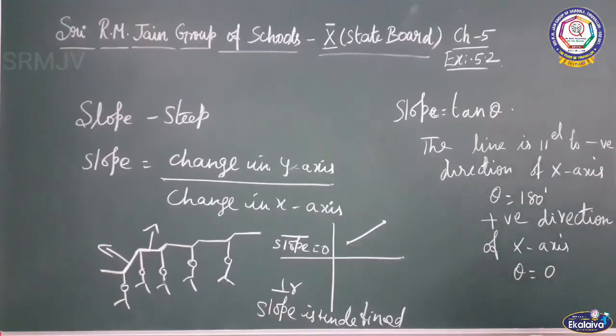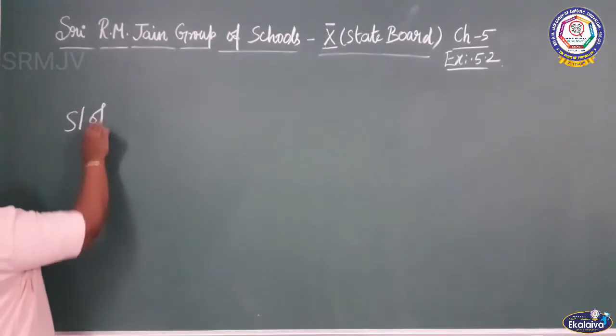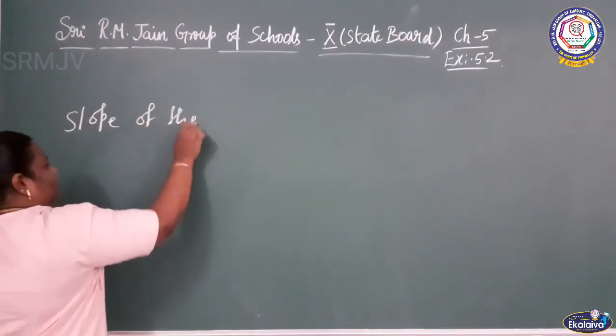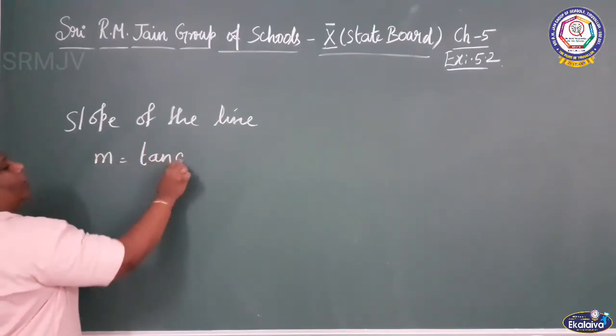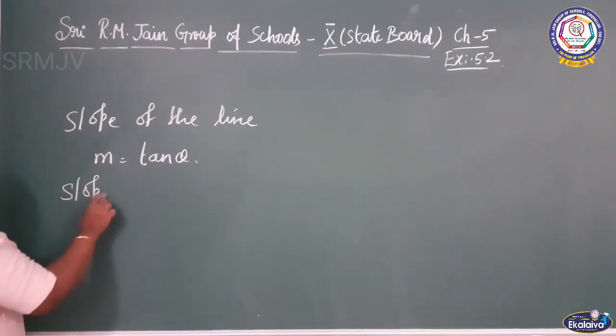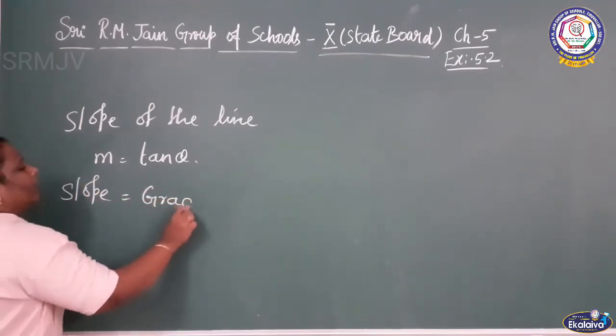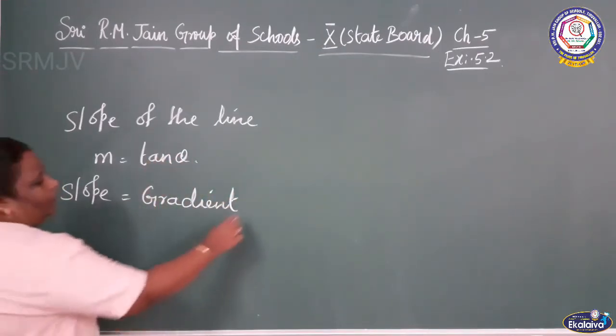If theta equals 90 degrees, the slope is what? Undefined. See, m equals the slope of the line, m equals tan theta. What is another name for slope? Gradient. Slope is nothing but the gradient of the line.